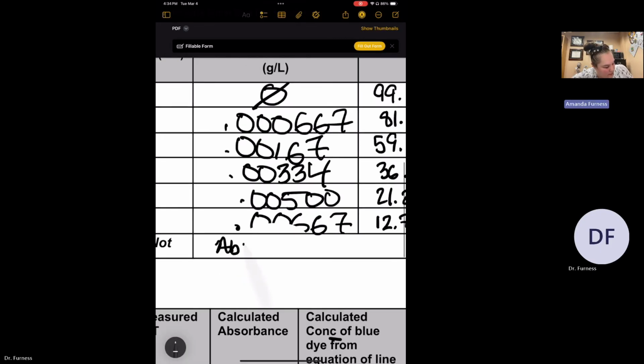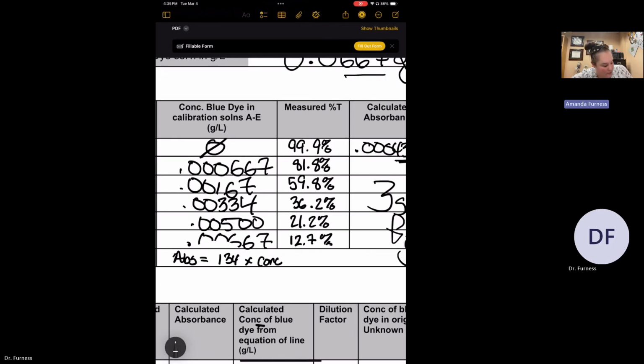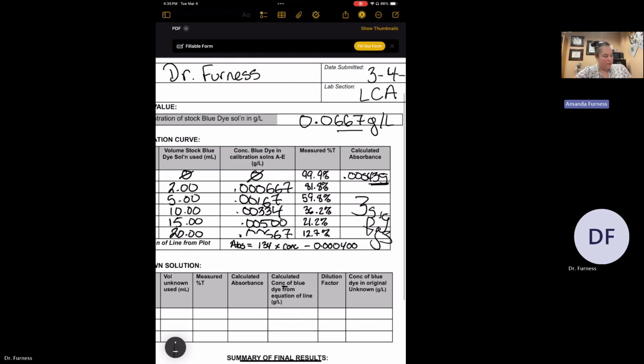Absorbance is equal to, and mine was 134.21, which means I can only include 134 times the concentration, and then minus 0.123, and then I would have 400. Right, so those would be my 3 significant figures for both my slope and b.